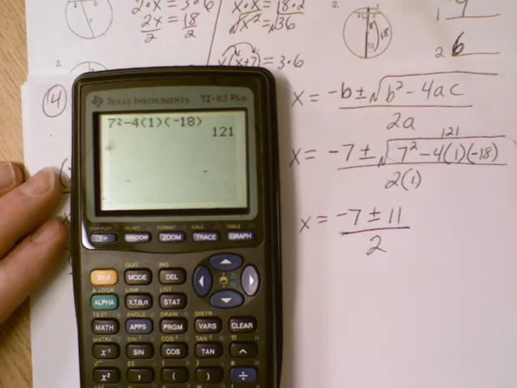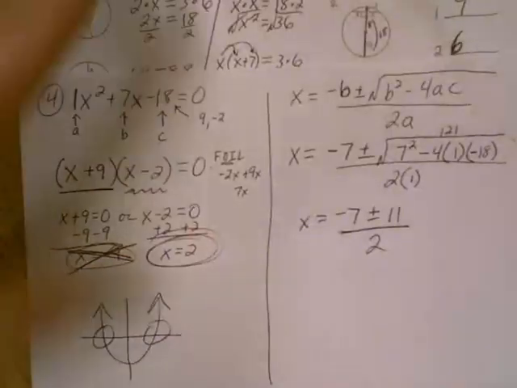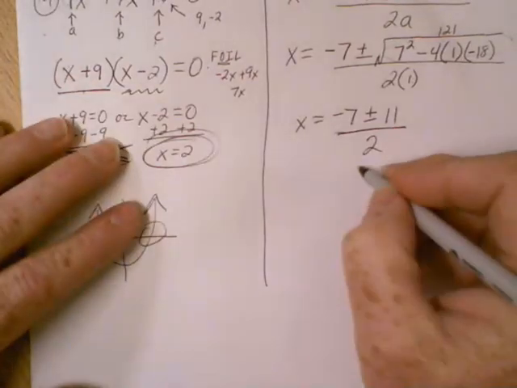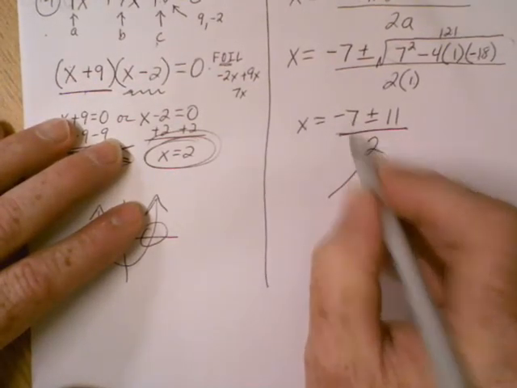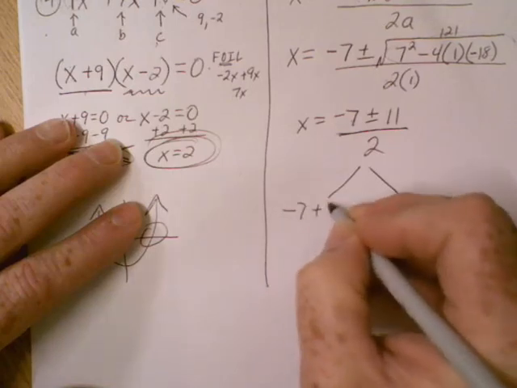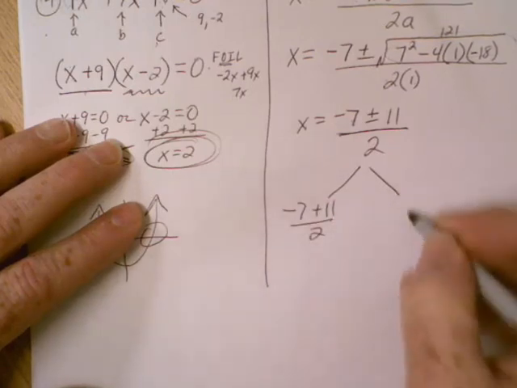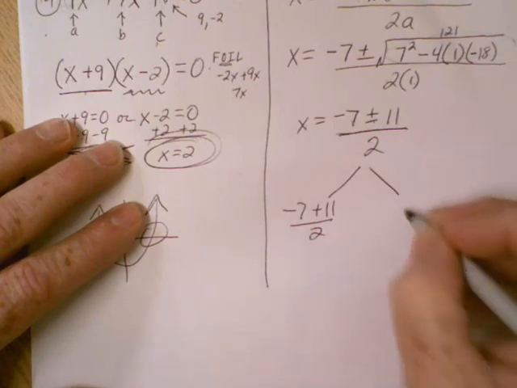Now here's where the plus or minus comes in. So what you do to get your two different answers is you split this up. And you say either it's negative 7 plus 11 divided by 2, or negative 7 minus 11 divided by 2.